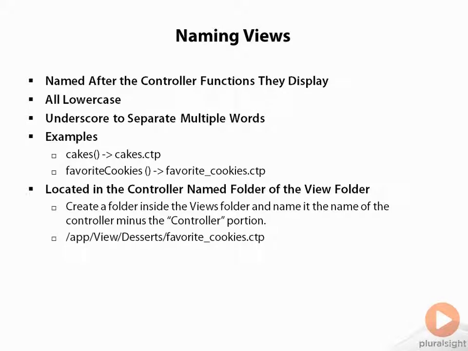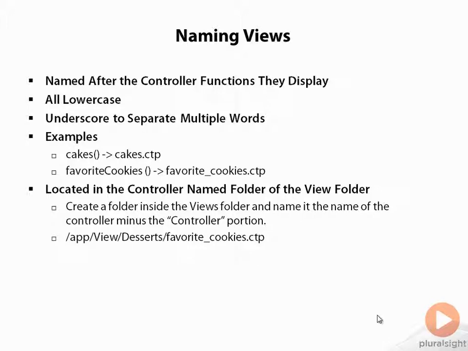The views are all located in a controller named folder. This means that all of the views that belong to a certain controller, or that are used by a certain controller, will reside in a folder named after that controller, except that the folder will not have the word controller in its name. So for example, we had the desserts controller. Now all of our views will be placed inside of a desserts folder named after the desserts controller. You'll notice the desserts is the name of the controller without the word controller. And that folder then resides in the view folder.